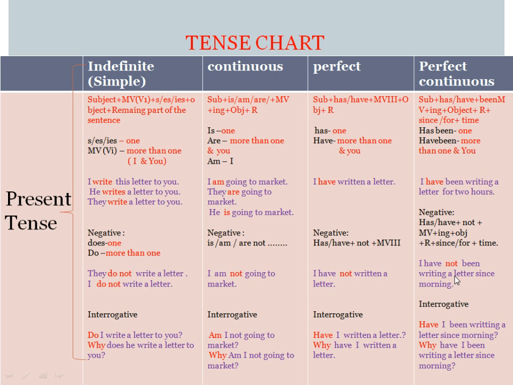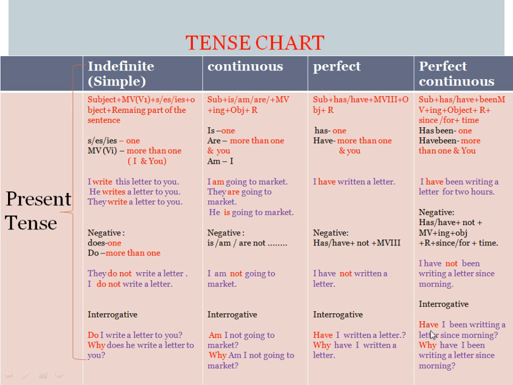For negative, we use not just after has and have. I have not been writing a letter since morning. Not is used after have. So we say that the sentence belongs to present perfect continuous tense.